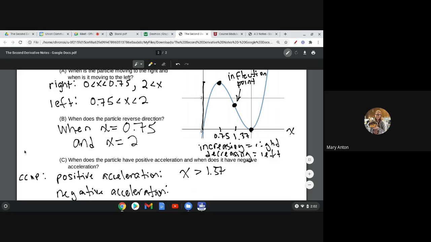And negative acceleration, that's when we're concave down. When are we concave down? I'm going to say between 0 and 1.37 because it doesn't make sense for us to have like a negative time. That's usually what the x-axis means, is like time. But my graph does go to negative time, doesn't it? That's because I forgot to have a domain in Desmos. So we'll say that this doesn't exist. Okay. What questions do we have so far?